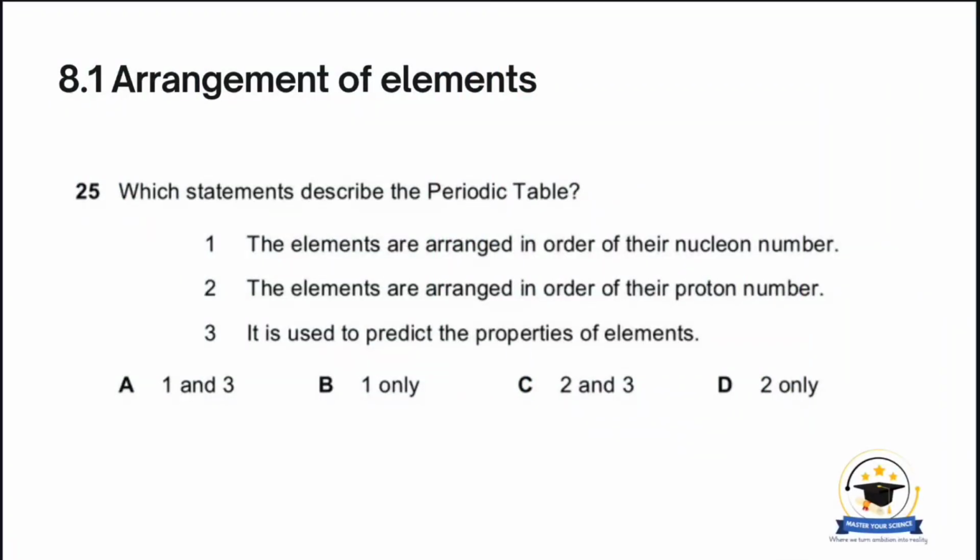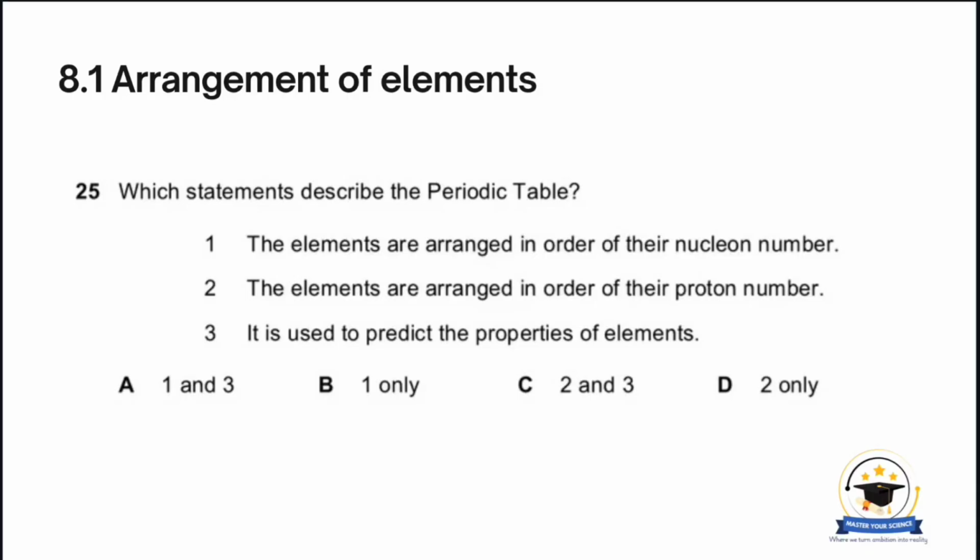Alright, so first question, which statements describe the periodic table? All these questions are taken from past exam papers or specimen papers. Number 1 says the elements are arranged in order of their nucleon number. Number 2 says the elements are arranged in order of their proton number. Number 3 says it is used to predict the properties of elements. So which statements describe the periodic table?